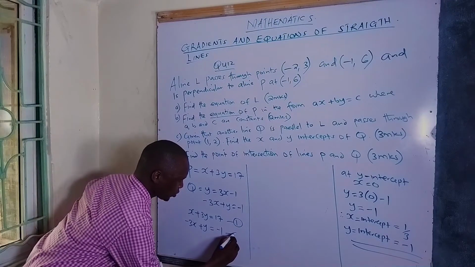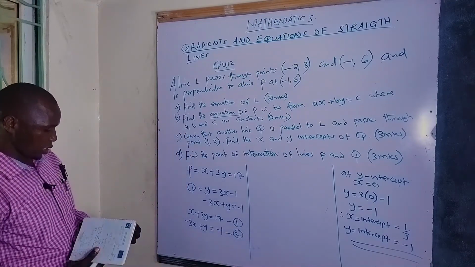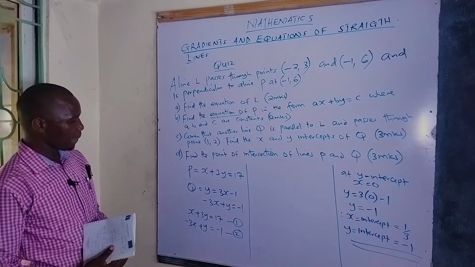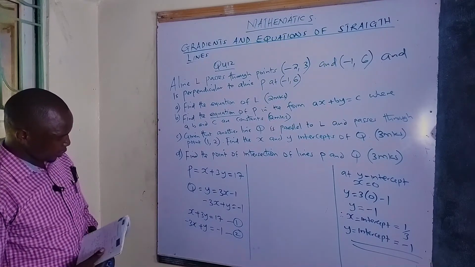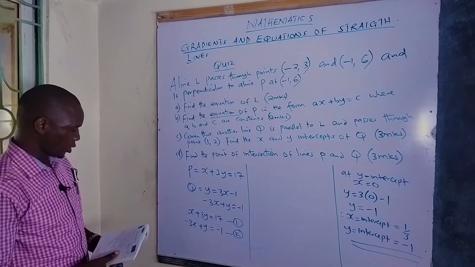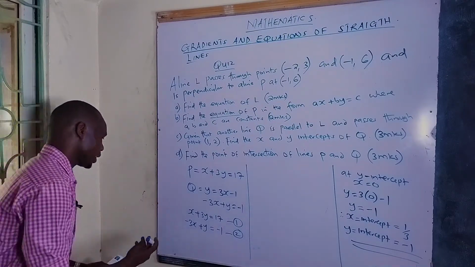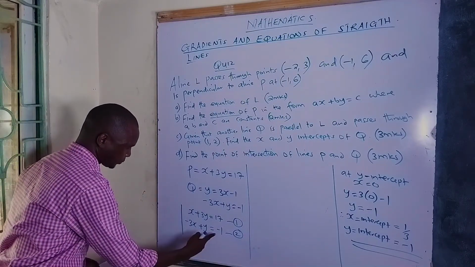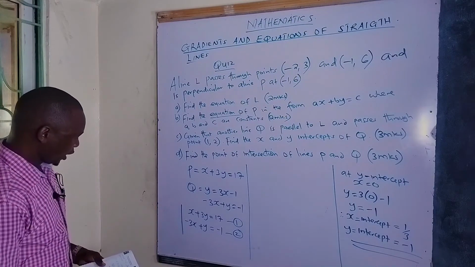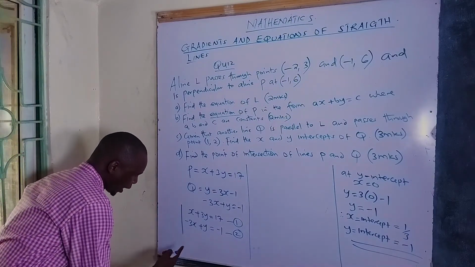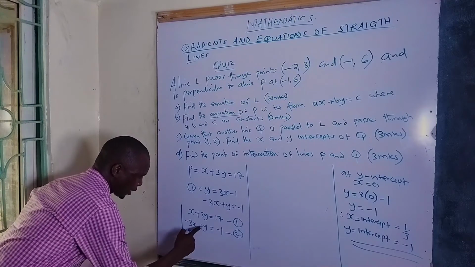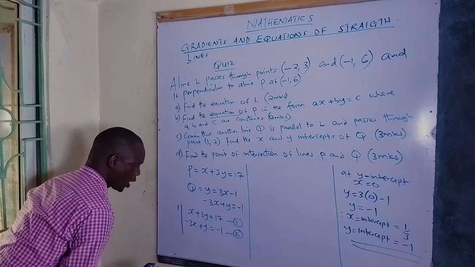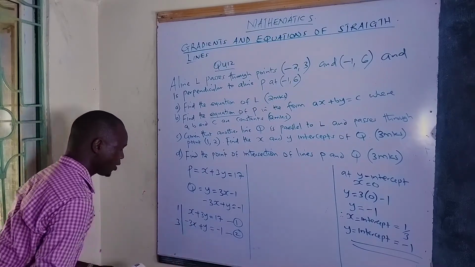If you look, these two equations are simultaneous, and therefore to get the point of intersection, which is the value of x and y, we can use the elimination method, substitution, graphical, or even the matrix method. But I prefer we use elimination because it is the easiest. Let us try to eliminate y. We take the coefficient of y in the second equation, which is 1, and multiply it with the first equation. Then the coefficient of y in the first equation, which is 3, we multiply with our line 2.